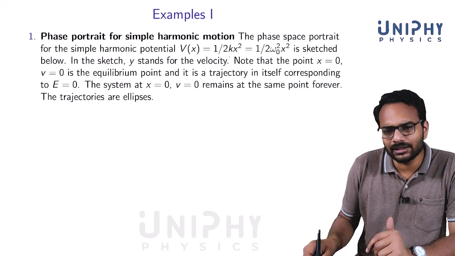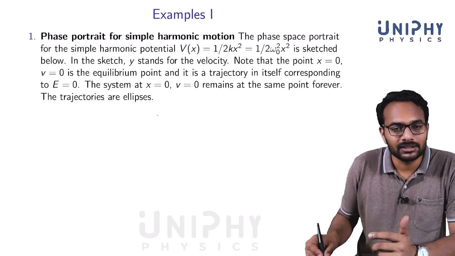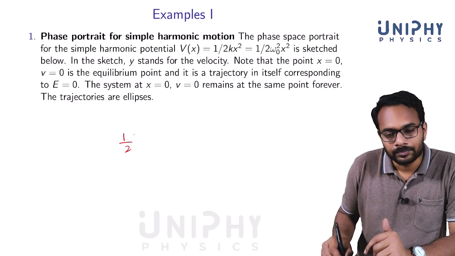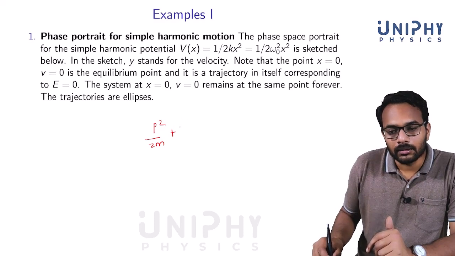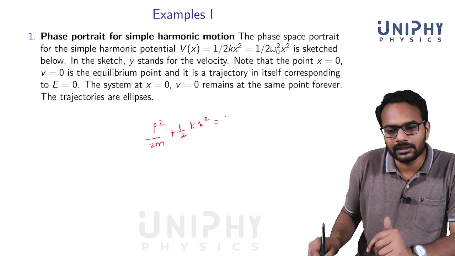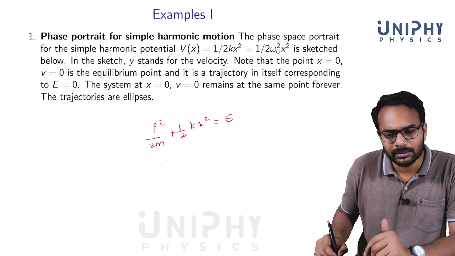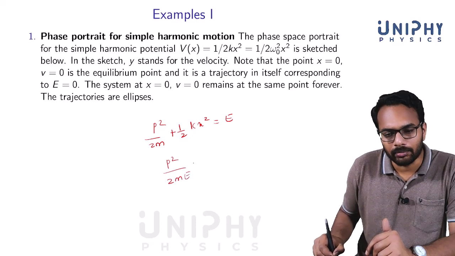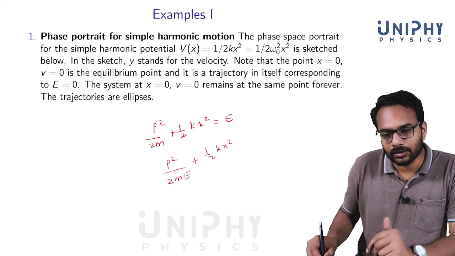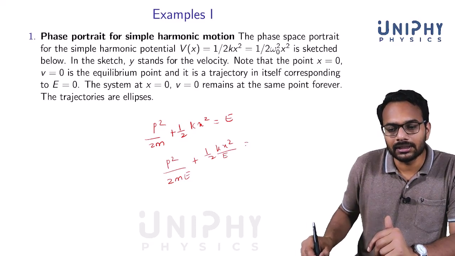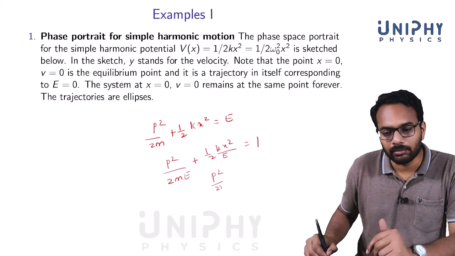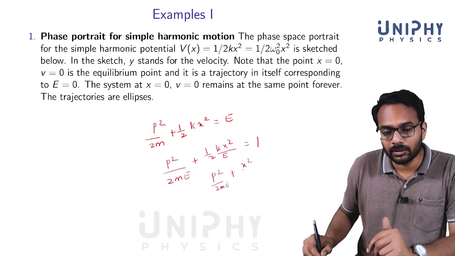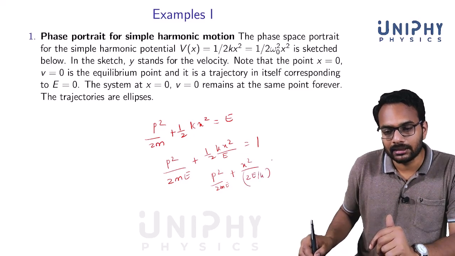So it's easy to see that this is an ellipse. All right, because what's the conservation of energy condition? We can say that p square by 2m, this is the kinetic energy, plus the potential energy, let's write it as half kx square, is equal to some energy E. This means p square divided by 2mE plus half kx square by E is equal to 1. We just divide throughout by E. Now we can write this as p square divided by 2mE plus x square divided by 2E by k is equal to 1. Right?